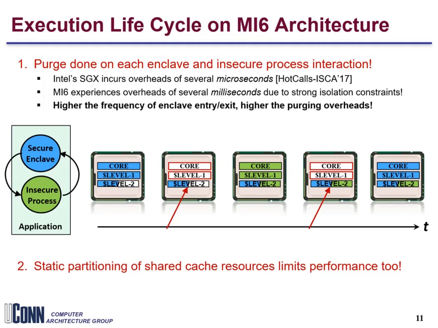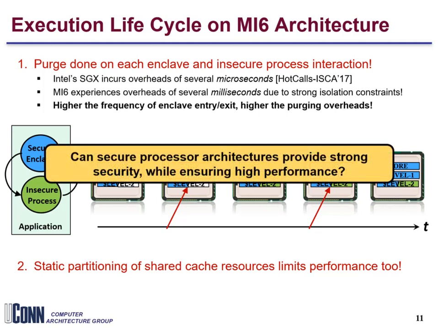Another issue is that the static partitioning of shared cache resources impacts performance, as any given process may demand a larger shared cache capacity, resulting in higher cache misses, and this indeed lowers performance. These challenges make us think: can secure processor architectures enable strong security yet ensure high performance?